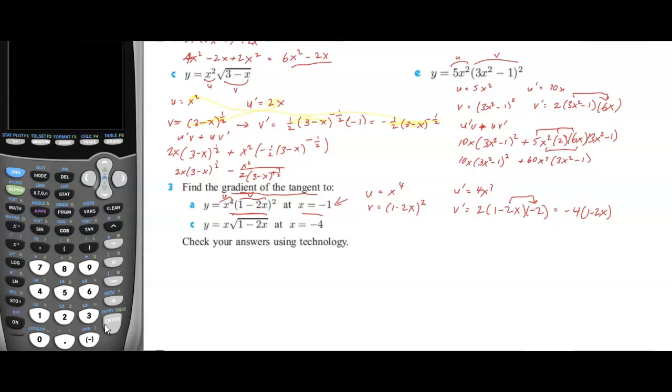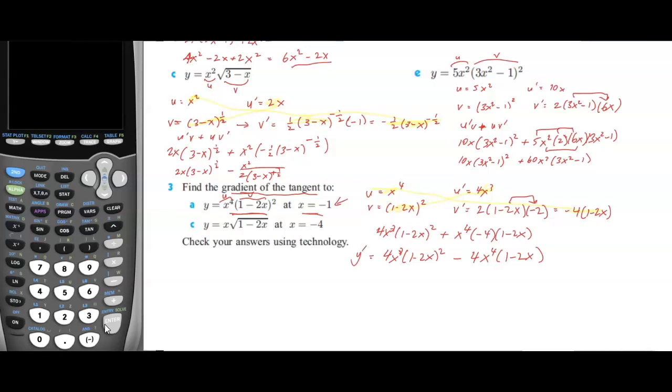Now we're going to multiply these two together and these two together. So we're going to multiply 4x cubed times 1 minus 2x squared, x to the fourth times negative 4 times 1 minus 2x. Can rearrange that a little bit: 4x cubed, 1 minus 2x squared, minus 4x to the fourth, 1 minus 2x. Okay, so there's my derivative.